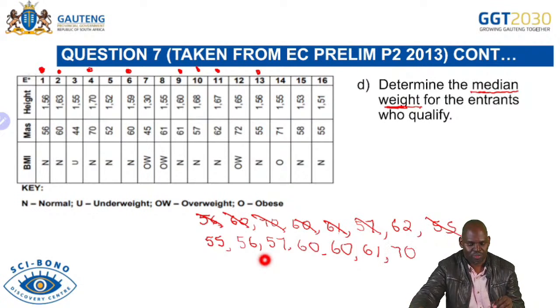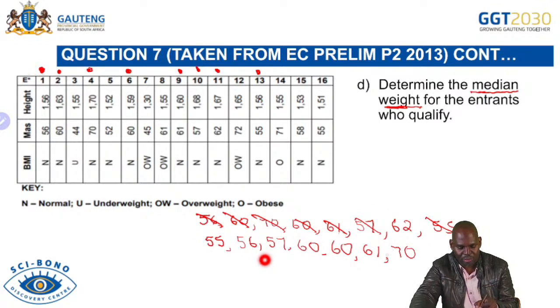Is it still 8 of them? 1, 2, 3, 4, 5, 6, 7. Okay, I missed something. So that is why we always have to count again. So which one did I miss? You can see there I missed 62. So it means this one is supposed to be 62. Let me just cancel it and say 62.